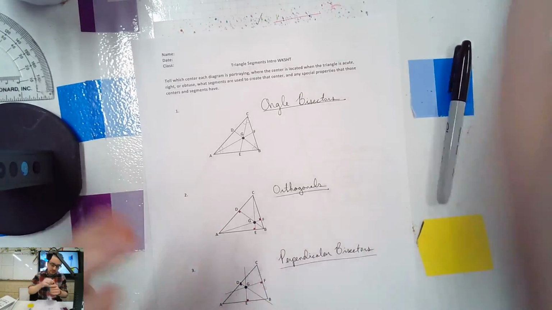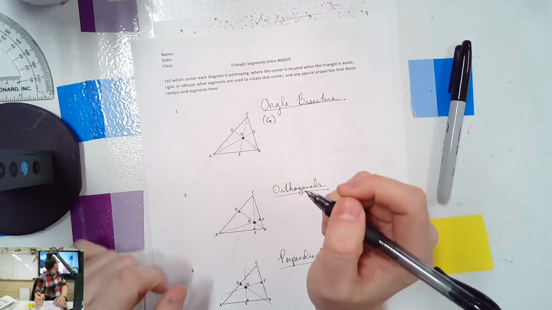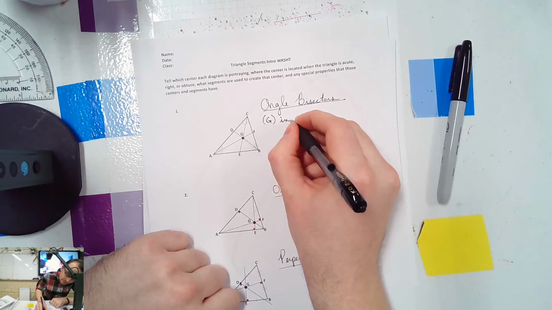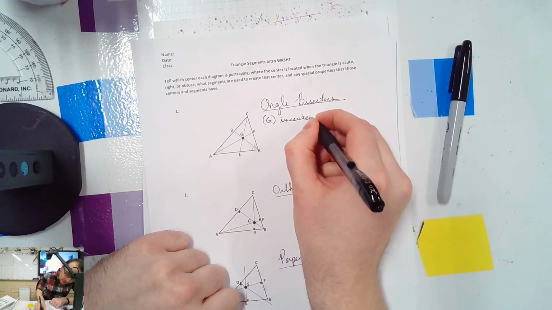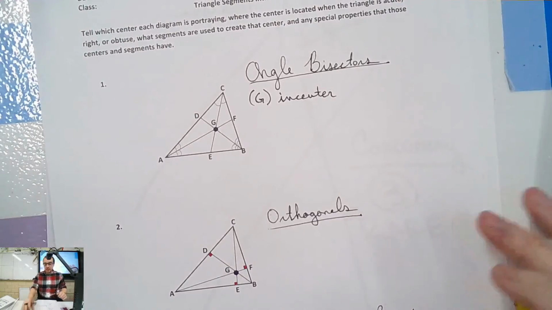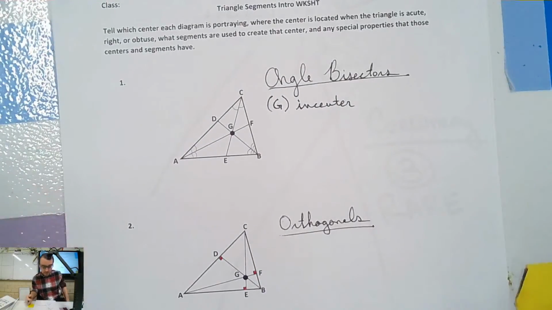Point G has a special name. That spot right there is called the incenter. Incenter, center with an "in" in front of it. That spot is the intersection of the angle bisectors.